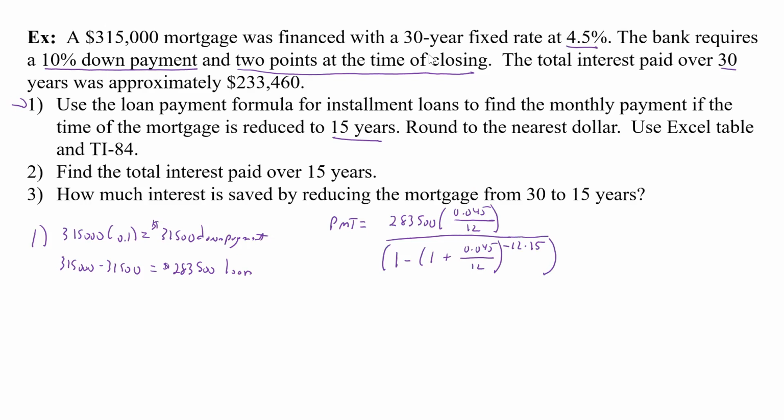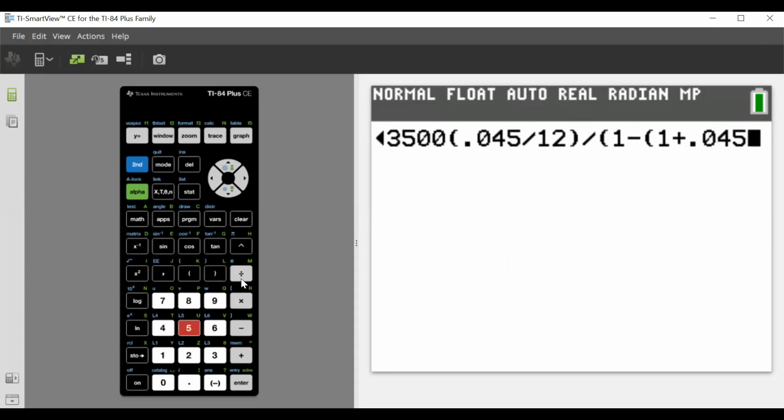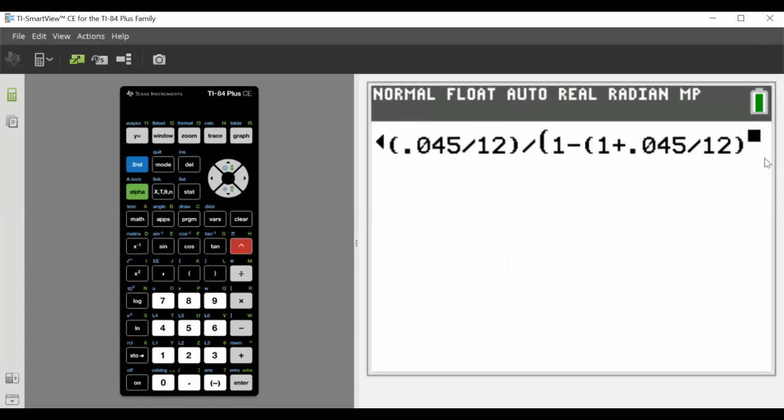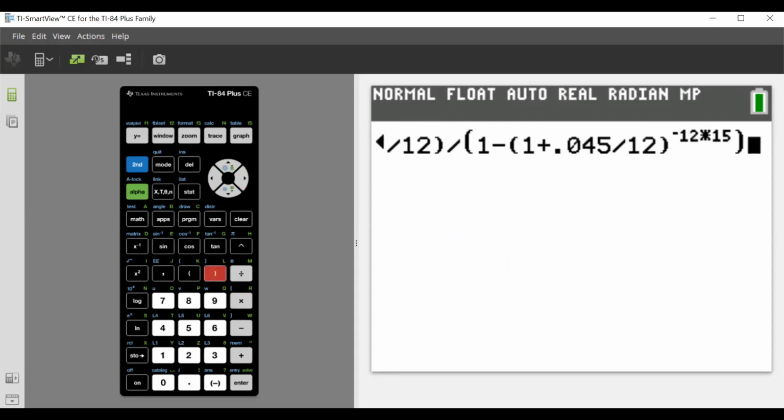So let's go there. Our numerator was 283,500 times 0.045 divided by 12. And then we were dividing that by 1 minus, and then 1 plus 0.045 divided by 12, and then that was raised to the power. Now here, mine, I don't have to put parentheses. And so I have a negative 12 times 15. And I just have to remember to arrow down and put it in parentheses.